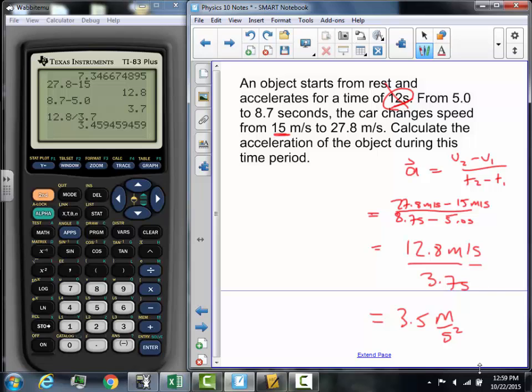One more thing. Acceleration should have a direction. Now, it didn't tell me the direction here. I just need to use common sense. Forward probably makes the most sense. He's going forward, right? He's speeding up in the forward direction. You guys good?